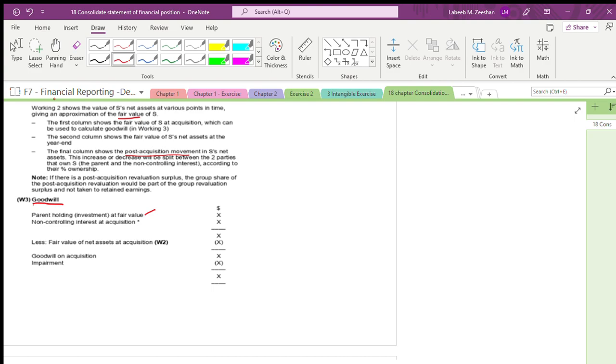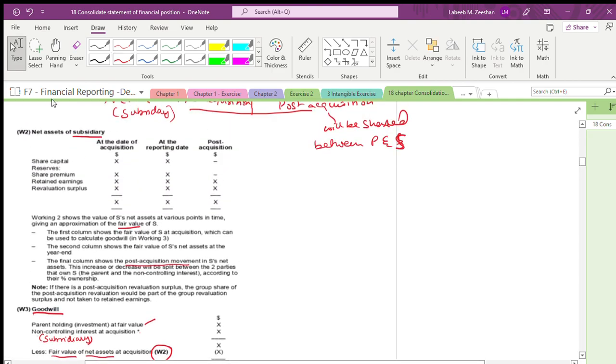Next, what is the non-controlling interest at acquisition? The moment we say non-controlling interest, it belongs to the subsidiary. From this, we have to deduct the fair value of net assets at acquisition. Where have we identified this? We have identified this in working 2, where we work at the date of acquisition, reporting date, and subsequently post-acquisition.